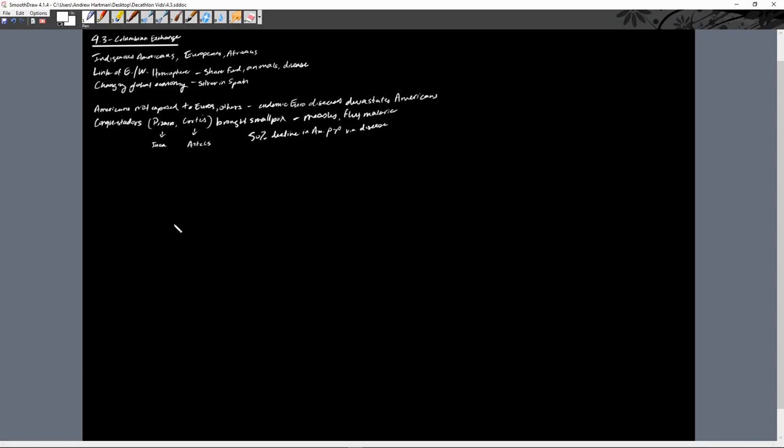Disease, obviously one of the big things that are brought over. But then we also have some other stuff, especially animals and food.